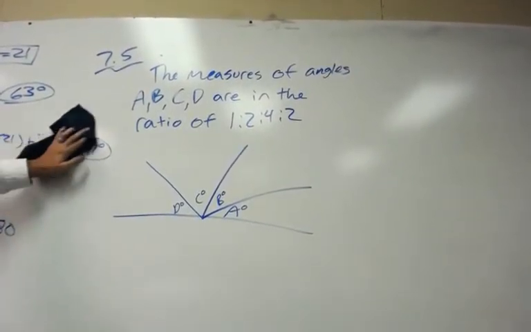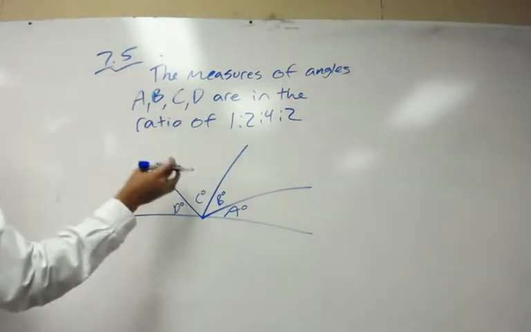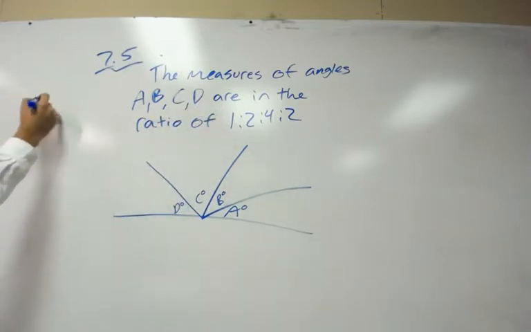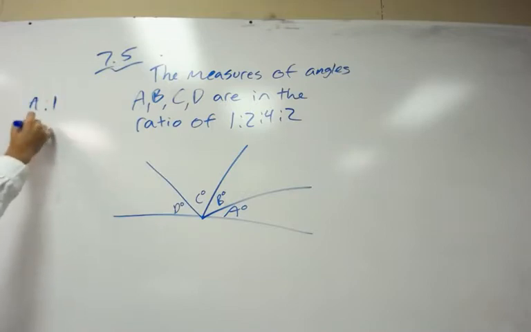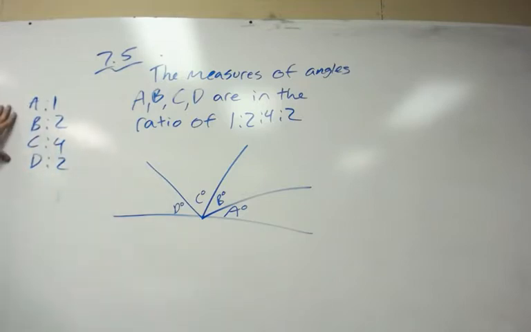And let's look at one more. 7.5, they try to get a little tricky, try to get fancy. It says the measures of angles A, B, C, D are in the ratio of 1 to 2 to 4 to 2. And solve. It's like, okay, how do we solve this? Well, if they're in the ratio of 1 to 2 to 4 to 2, that corresponds with A, B, C, D. So if I wrote it like so, A is 1, B 2, C 4, D 2. Maybe that helps you see it a little bit better.